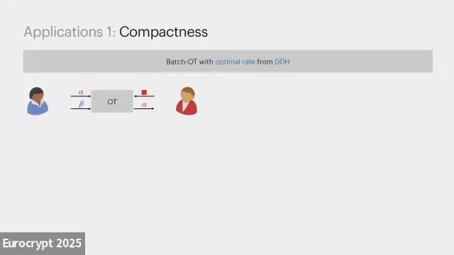encoding keys are rate 1, we get batch OT with optimal rate from DDH. So what is OT? In oblivious transfer, Alice has 2 inputs, each of them a single bit, and Bob gets one of the messages based on his input. Batch OT is running n independent instances of OT simultaneously. In the ideal world, batch OT would require 2n bits of communication, as we just saw.